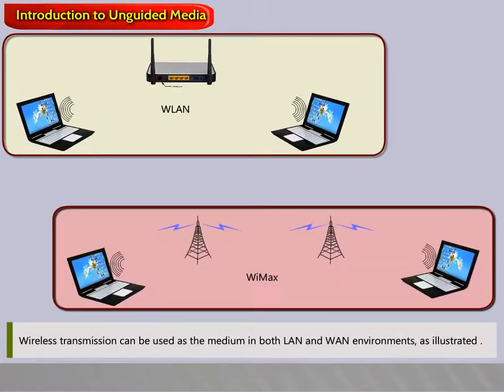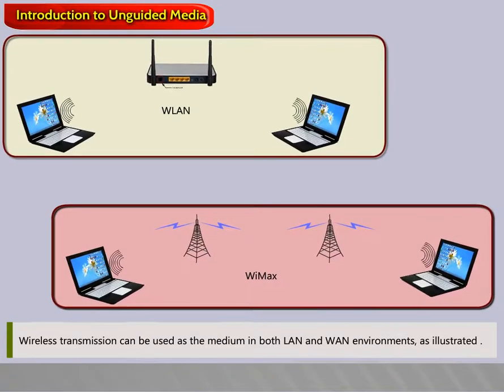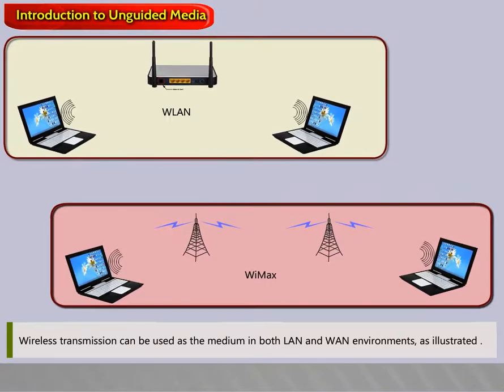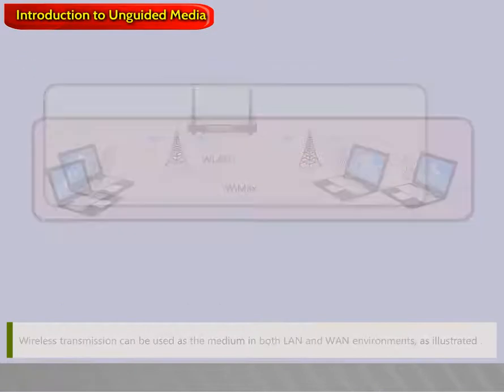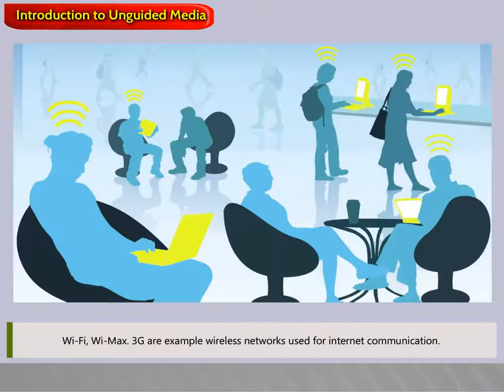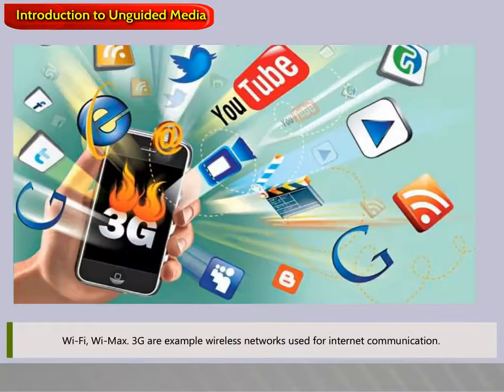Wireless transmission can be used as a medium in both LAN and WAN environments, as illustrated. Wi-Fi, WiMAX, 3G are examples of wireless networks used for internet communication.